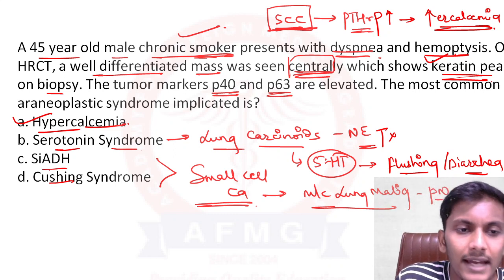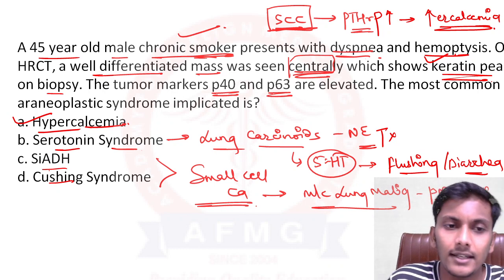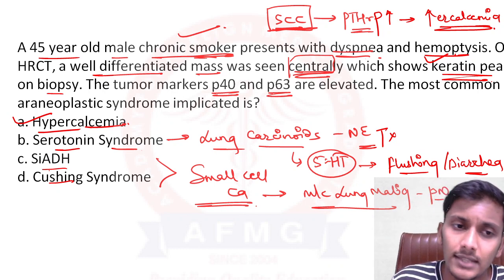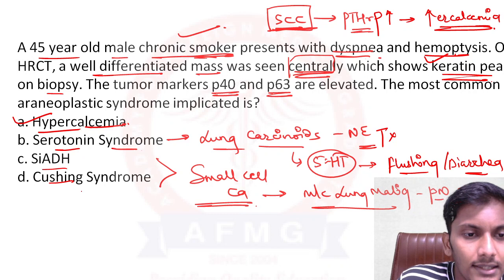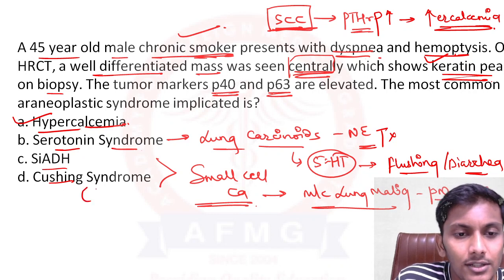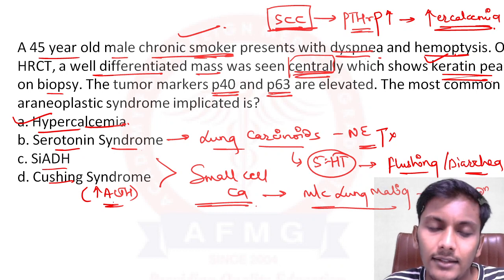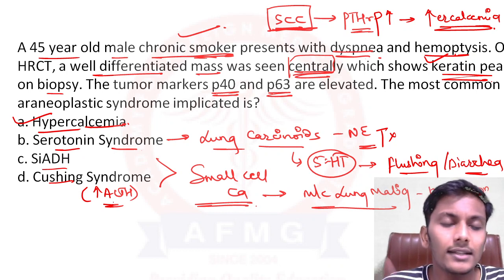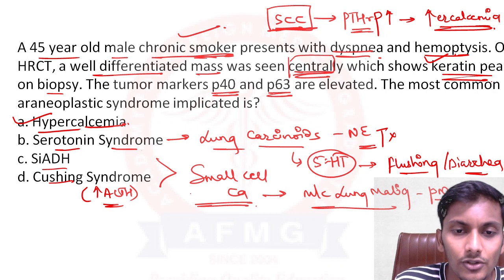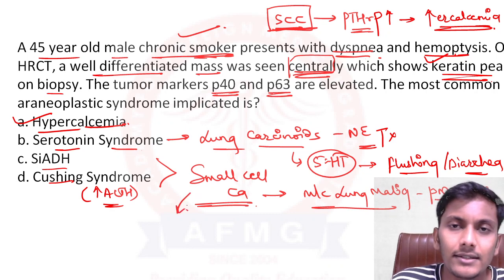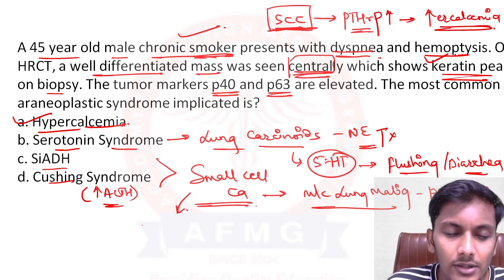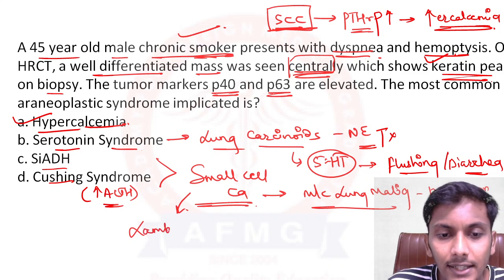First is SIADH, that is syndrome of inappropriate ADH secretion. Excess of antidiuretic hormone is secreted. Second is Cushing syndrome, which is due to excess ACTH production. This is ectopic ACTH, secreted by the malignant cells of small cell carcinoma, and that leads to Cushing syndrome. And the third most important paraneoplastic syndrome associated with small cell carcinoma lung is Lambert-Eaton syndrome.